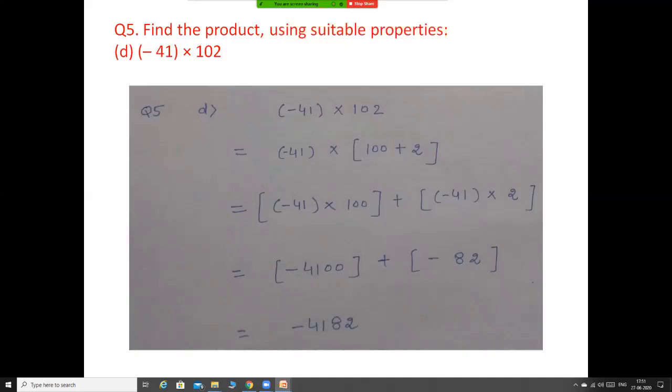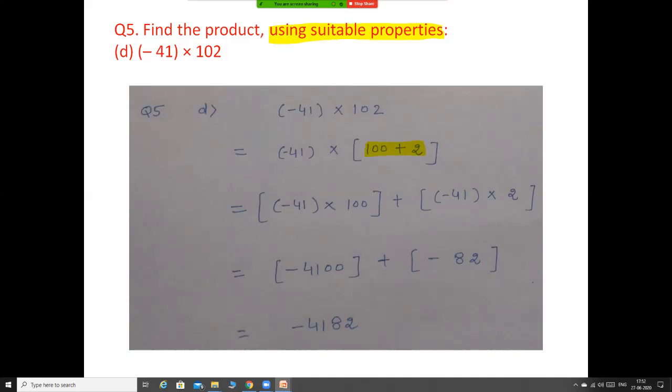Now next question is question number 5. Find the product using suitable properties. Again the same words are highlighted here, using suitable properties, right? What is the question? Minus 41 into 102. Okay, something is hidden here now. I'm going to split this 102 into two parts. 102 can be written as 100 plus 2.